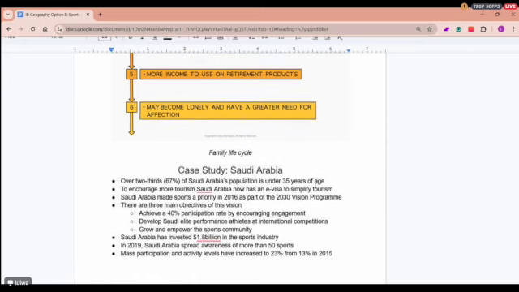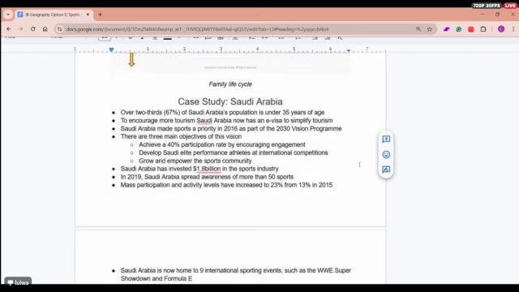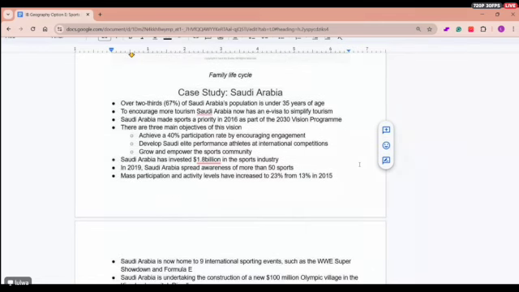So the moment you all love, case studies. The first case study is Saudi Arabia. Over 2/3 of Saudi Arabia is under 35 years old. And so to encourage tourism, Saudi Arabia now has an e-visa to simplify it. And Saudi Arabia made sports a very big priority in 2016 as part of the 2030 Vision Program.